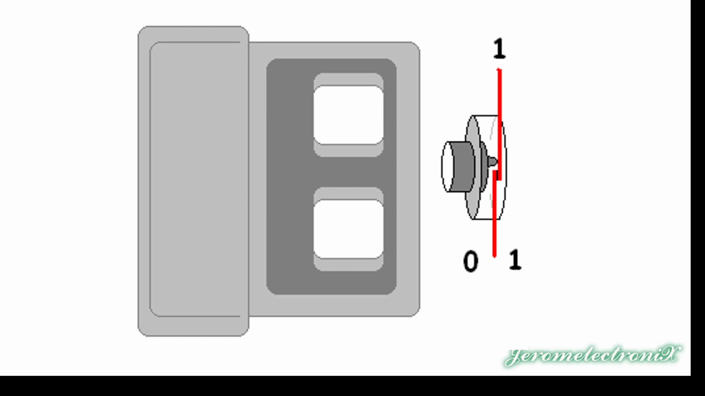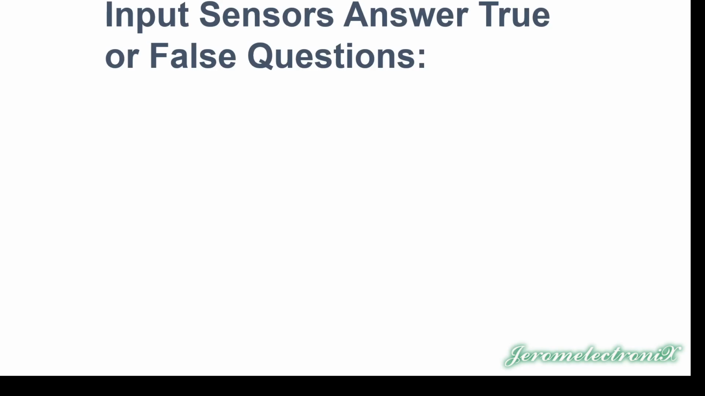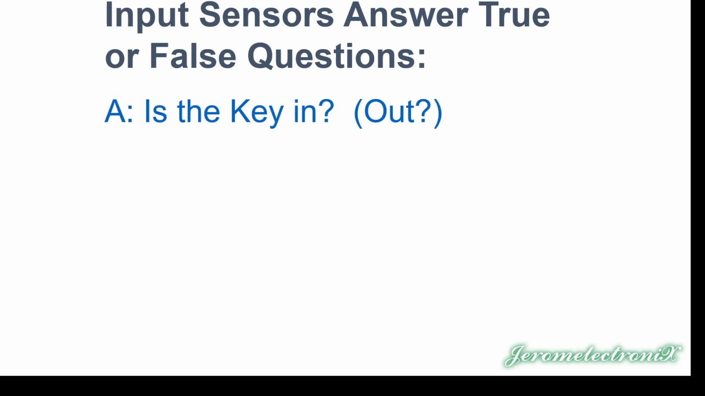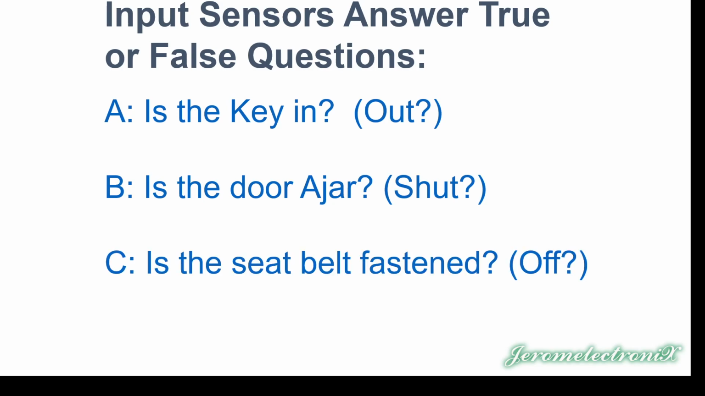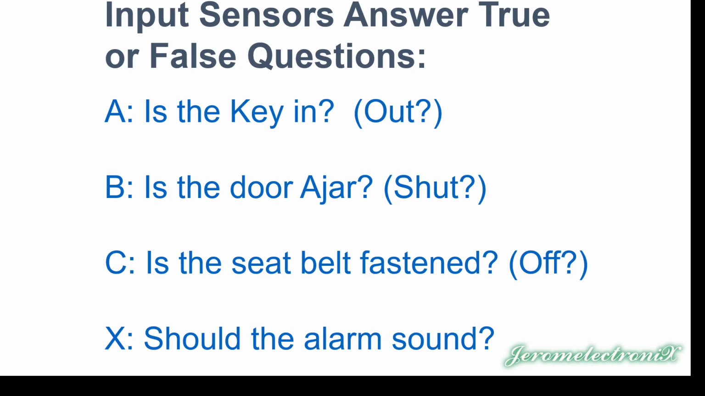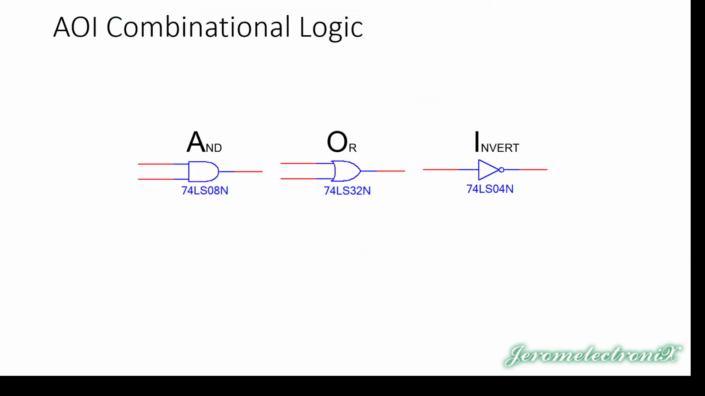Remember, each of these switches can determine what kind of question we use. So input sensors answer true and false questions. For example, a question we might ask is: is the key in or is the key out? Is the door ajar? Is it open? Is it shut? Is the seatbelt fastened? Is it on or is it off? And should the alarm sound? We have to decide when the alarm will sound.